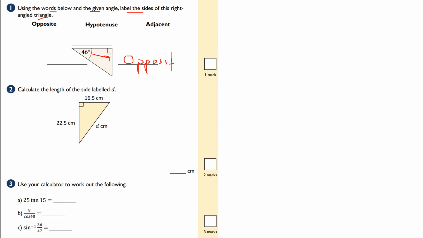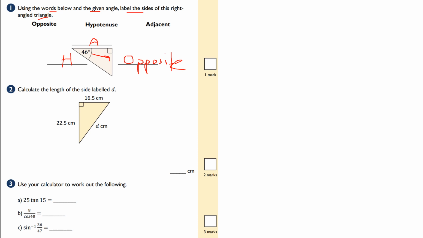The longest side, which is opposite the right angle, is called the hypotenuse. So I'll just label it as H, for time's sake. And then this is what I call the adjacent. This is always the most important thing you do.